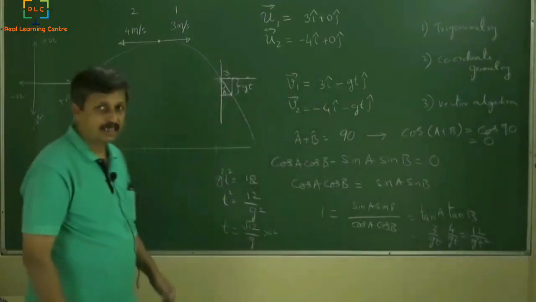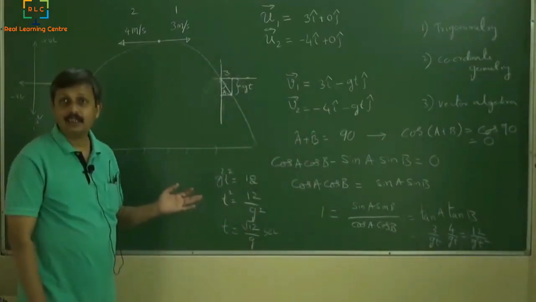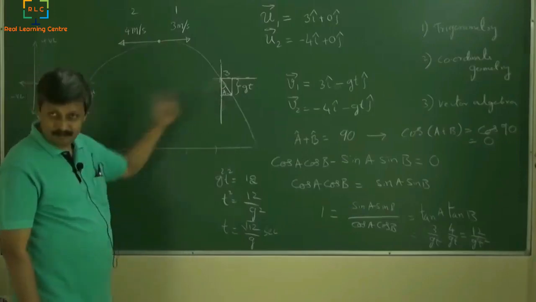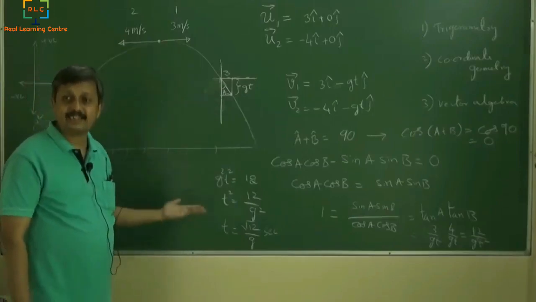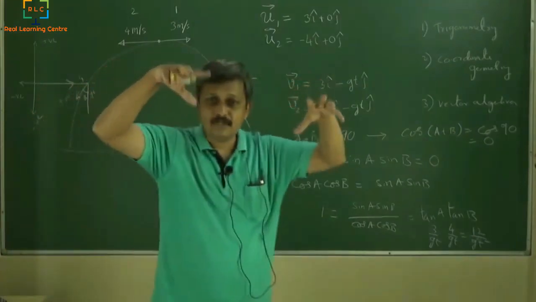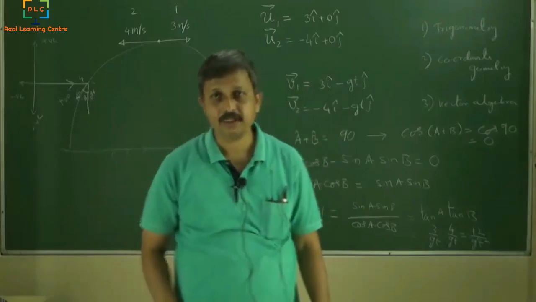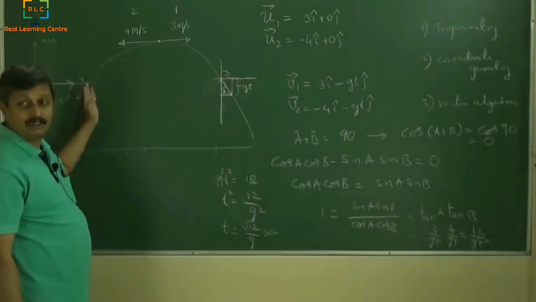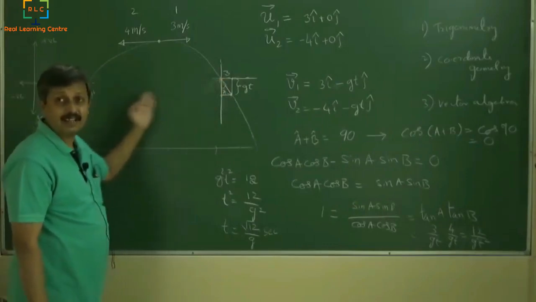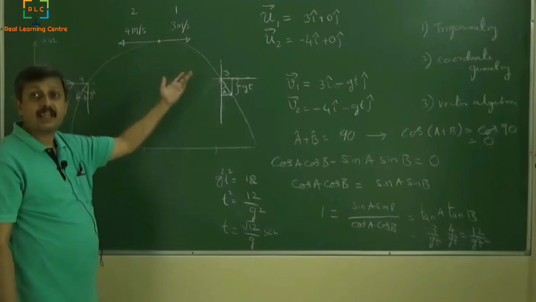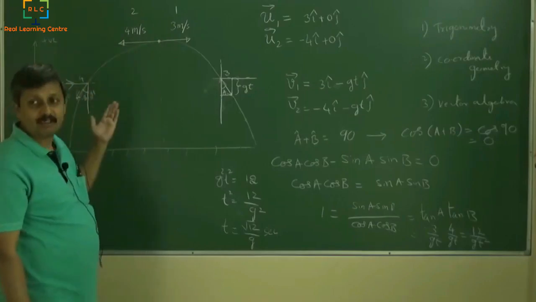Correct? They must be at the same height at the same time, because the vertical component is the same for both of them. Both are accelerating in the same way. It is like asking: if you drop two things like this, they will always fall simultaneously. So the distance between them depends only on the horizontal component. The horizontal component remains 3 on this side and 4 on this side.